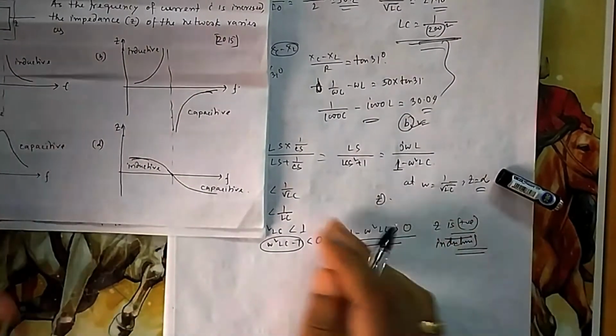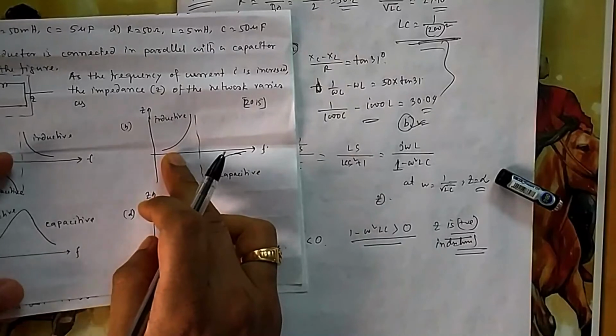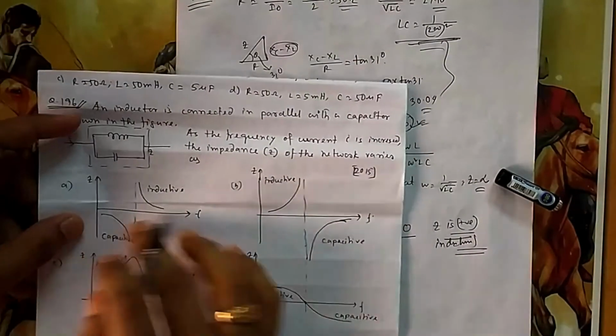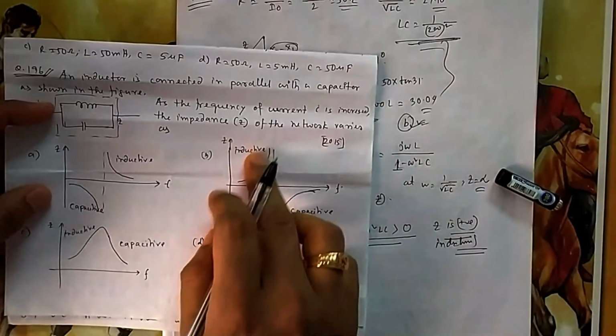So now you know, because if your omega is less than this, then the circuit should be inductive. So obviously B will be the answer, because here it is capacitive. Z should be positive also. You see Z is positive here and it is inductive.